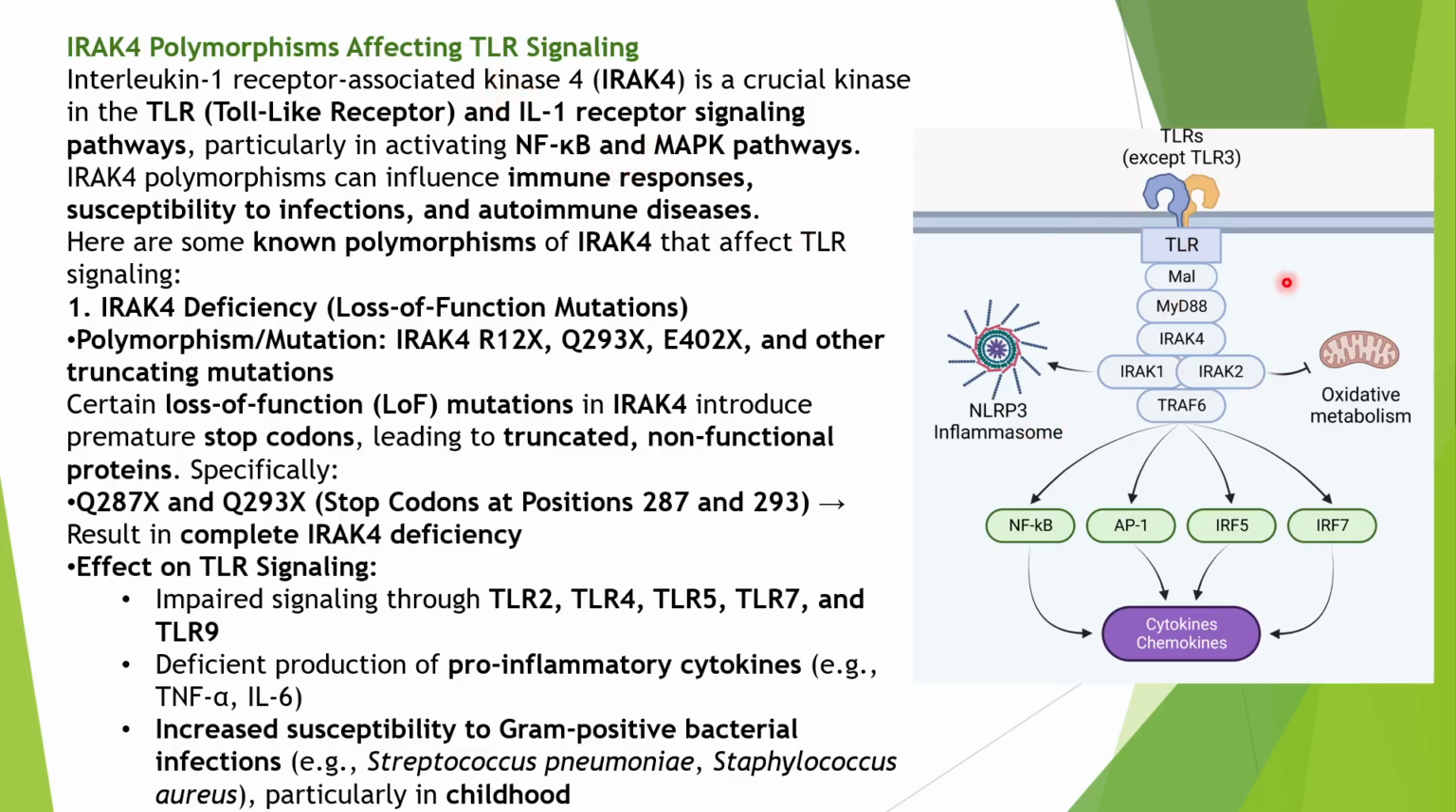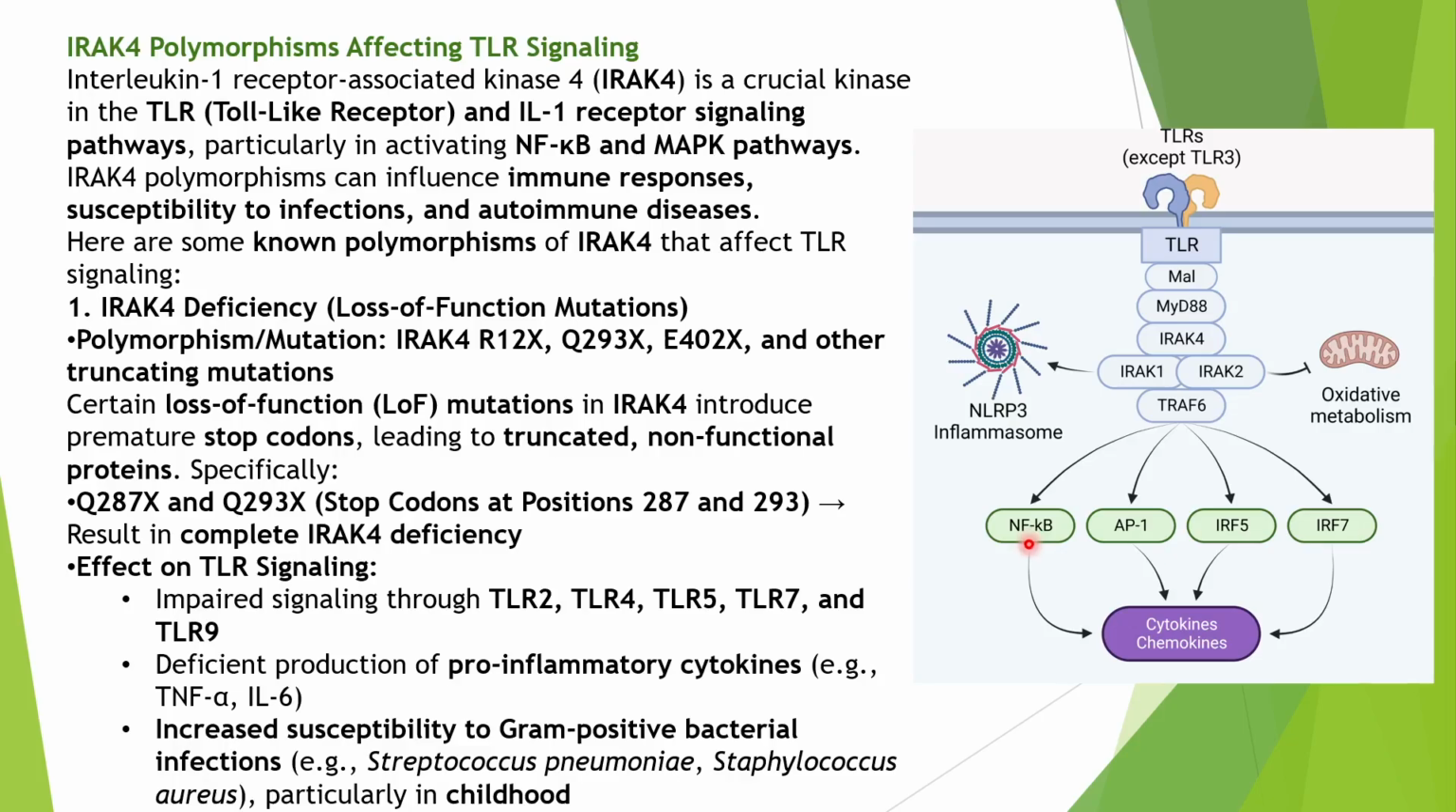So you can see here, this is your TLR. Downstream to TLR, you have MyD88, and then you have your IRAKs. Again, you have isoforms of IRAKs: IRAK1, IRAK2, IRAK4. Together, they activate different pathways depending on whatever stimulus is there and whatever TLR is getting activated.